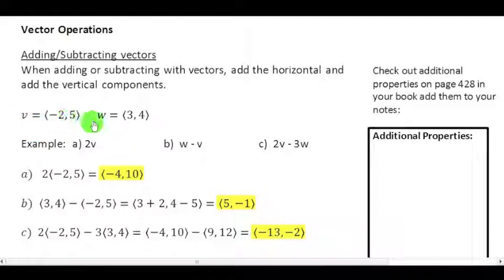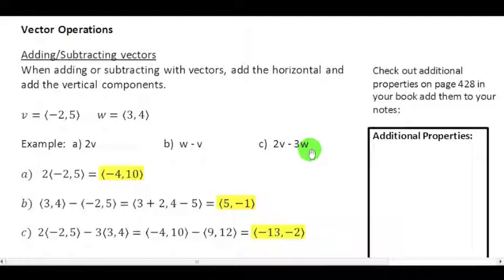I want to do 3 things. I want to do, first of all, 2v. So basically I want to find a vector that's twice as long as v is. I want to have w minus v and 2v minus 3w. Now I didn't put any addition problems on here, but if you can do the subtraction, then you can most definitely do addition. When we add or subtract vectors, it's basically like collecting like terms, or adding and subtracting like terms together.